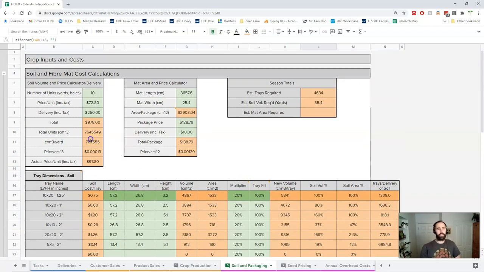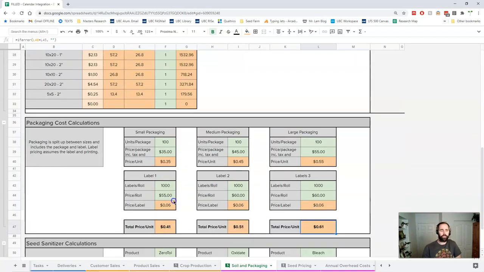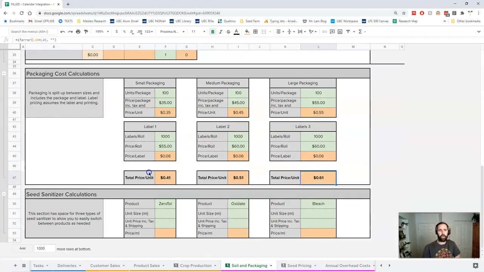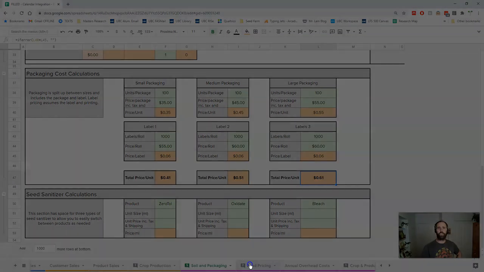Yeah, so this is, again, we got our soil and mats costs. We've got our packaging costs and then a sense of our sanitizers there. So these things add up over time. And once we've finished our pricing, we'll take a look at what these costs look like at the end of the season. So after soil and packaging, now let's go take a look at seed, which is in a sheet all by itself.